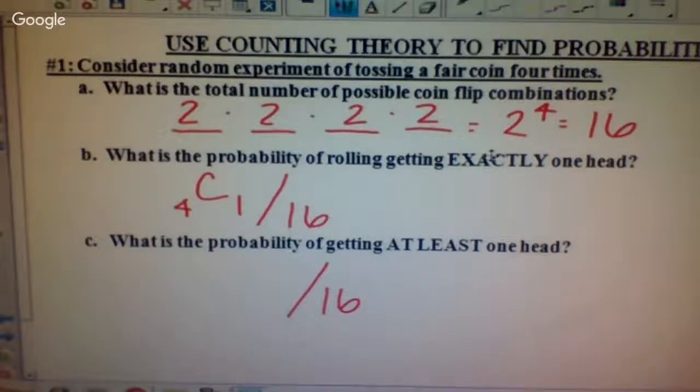0.25, or 1/4. If they're looking for a decimal, you're going to want 0.25. If they're looking for a fraction, you're going to want 1/4.